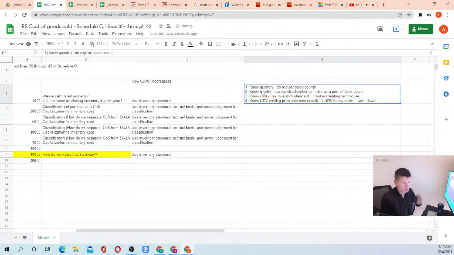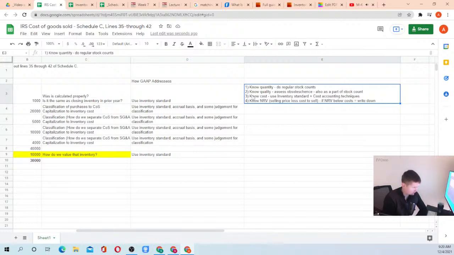So if per your stock count you figure out that your quantity of inventories is less than you have on the books, you need to write down. If during your stock count you figure out that some items spoiled or became obsolete or damaged, you need to write down the value of your inventory.